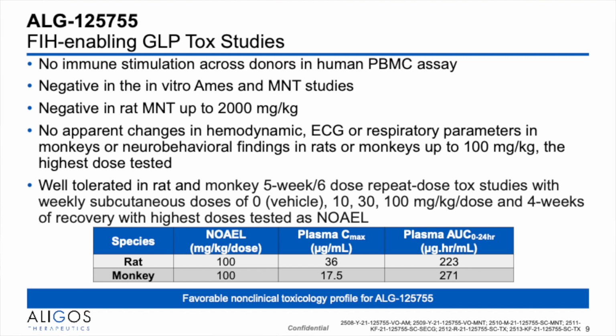When we went in to do our general tox studies, we did a 5-week 6-dose, so giving a dose of the siRNA every week subcutaneously. We dosed vehicle, 10, 30, and 100 mg per kg in both those species. And then we looked at recovery for 4 weeks there. In fact, that high dose that we tested at 100 mg per kg was our NOEL in both the rat and in the monkey. So this overall gave us a favorable non-clinical profile and allowed us to advance.